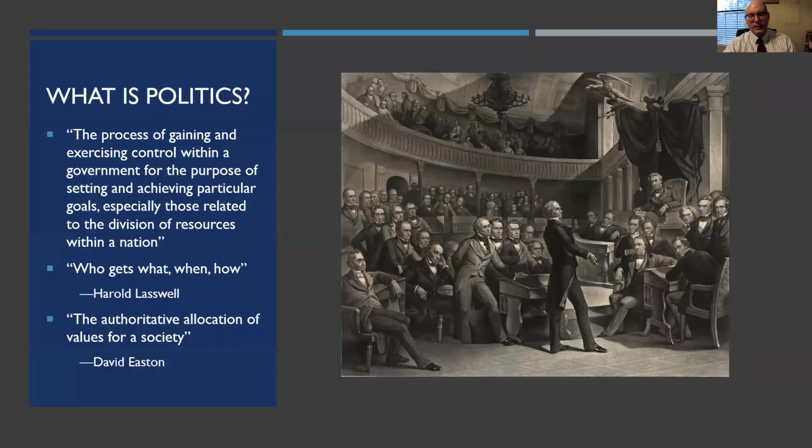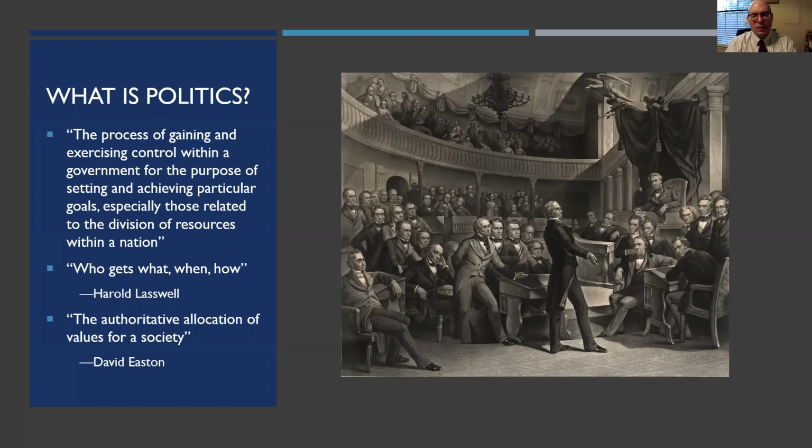What is politics? Another definition here: the process of gaining and exercising control within a government for the purpose of setting and achieving particular goals, especially those related to the division of resources within a nation. Okay, so two somewhat well-known definitions of politics there. Who gets what, when, how? Harold Lasswell focused really on who gets what kind of resources, how, through Congress, through the government. Okay, a question of who gets basically material resources, how are they being distributed? Maybe a somewhat narrow view of what politics actually is.